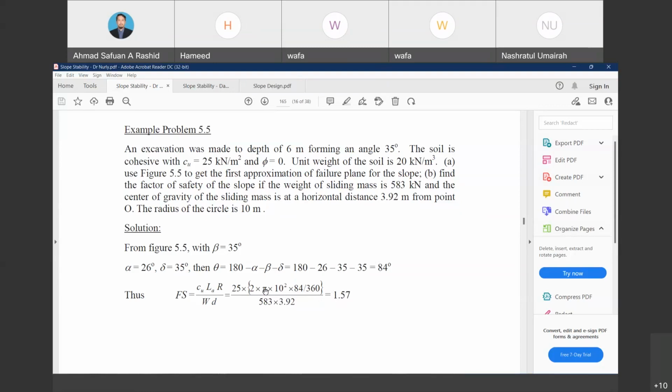Okay. So pi times 10, which is R, times another R, which is 10 squared, times 84 times pi over 360. Okay, so that is for the circular arc. Divide with the weight of the mass, 583 times 3.92, which is the horizontal distance. So the factor of safety is equal to 1.57. Okay, so that is the solution for problem 5.5.